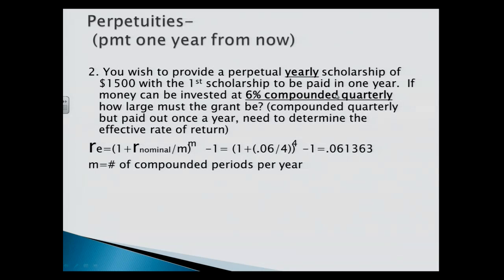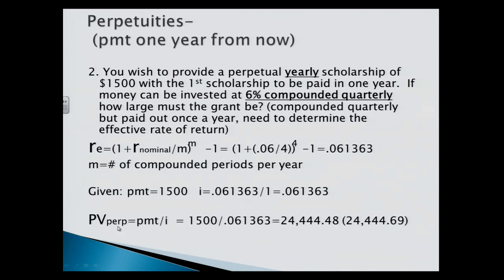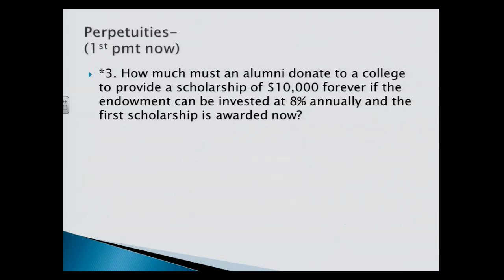So now I can calculate. My payment's $1,500, my annual interest rate, and I can calculate the present value of my perp, or what I would like to invest: $1,500 divided by the annual interest rate. And you'll notice I don't quite have to invest $25,000 this time because the interest is compounded quarterly. So I invest a little bit less than $25,000. It will be compounded quarterly, and yet I still will be able to give a scholarship of $1,500 a year.